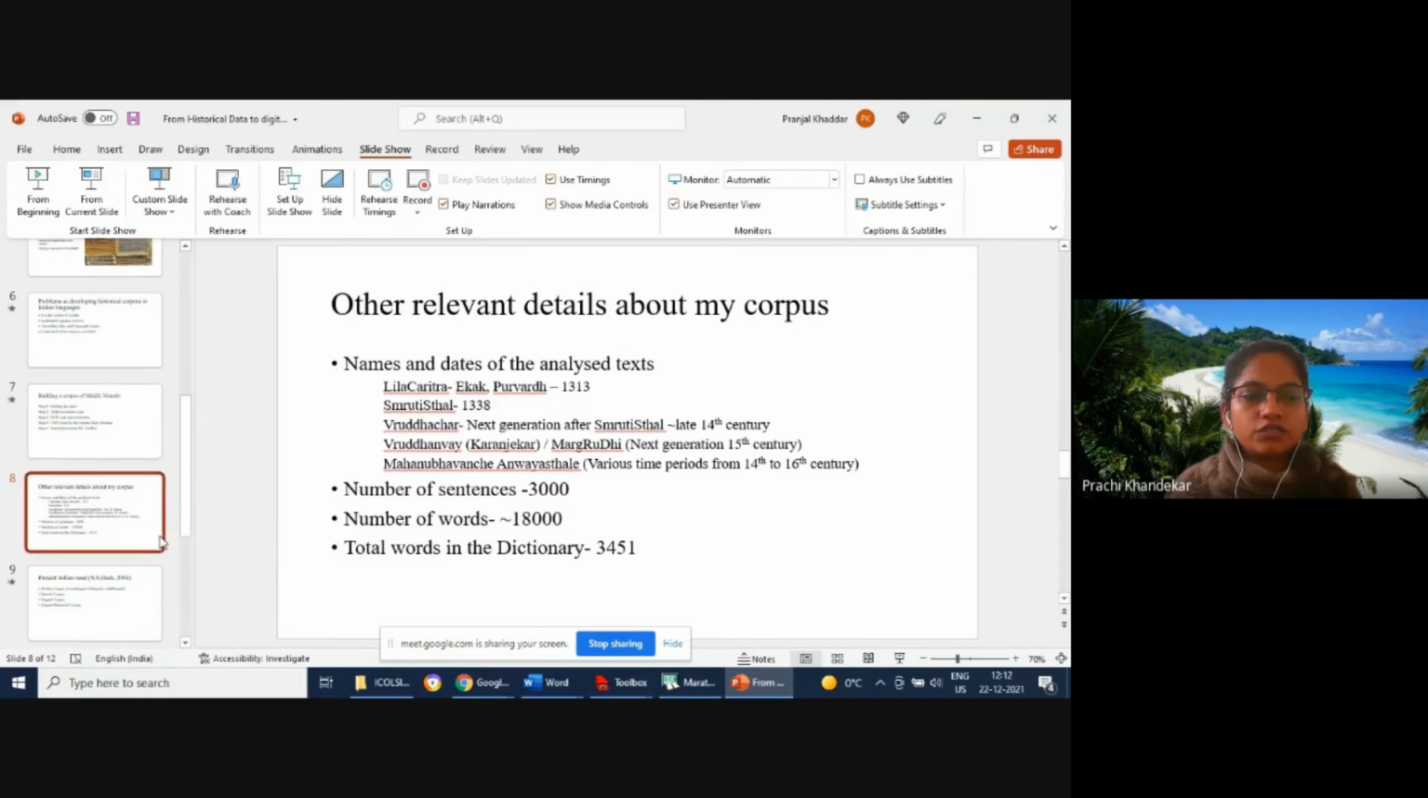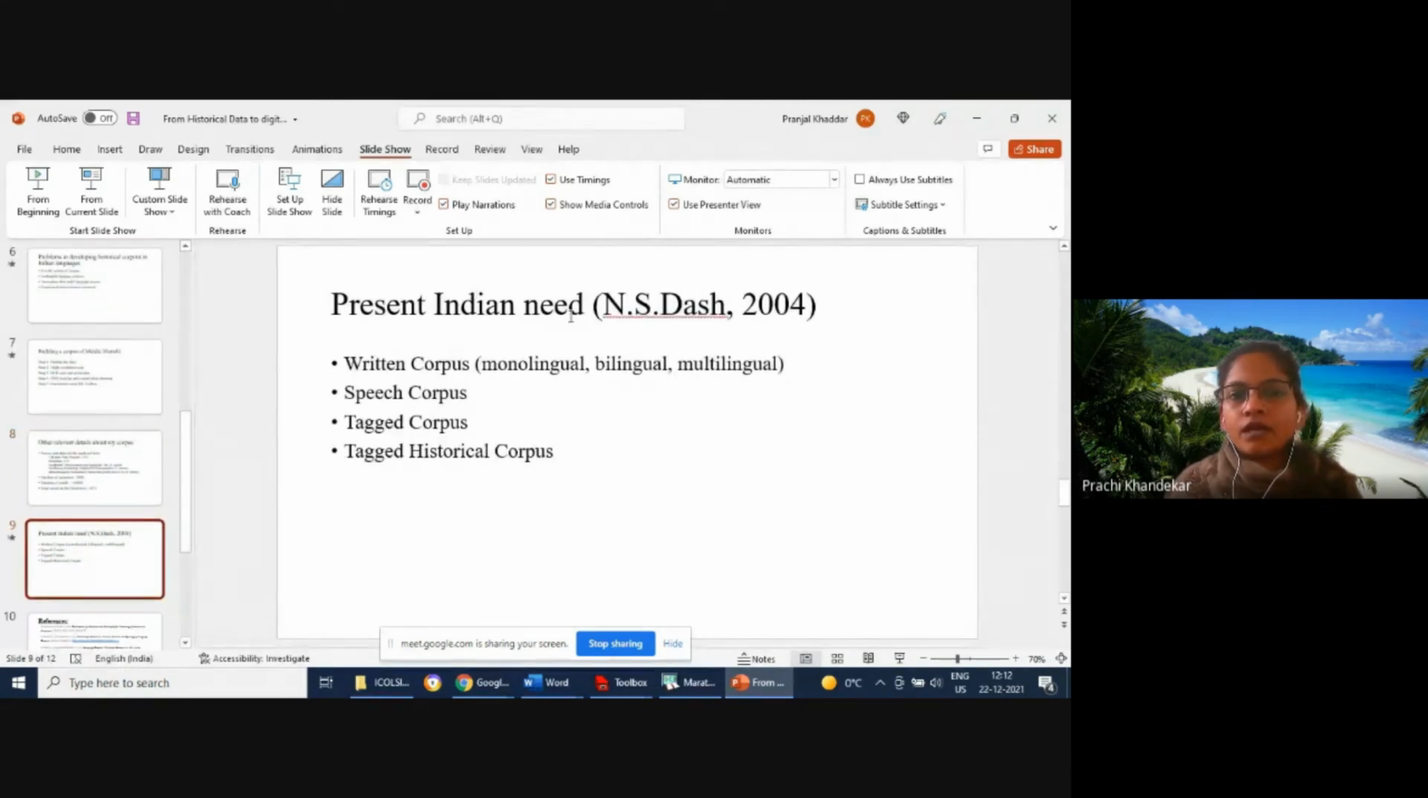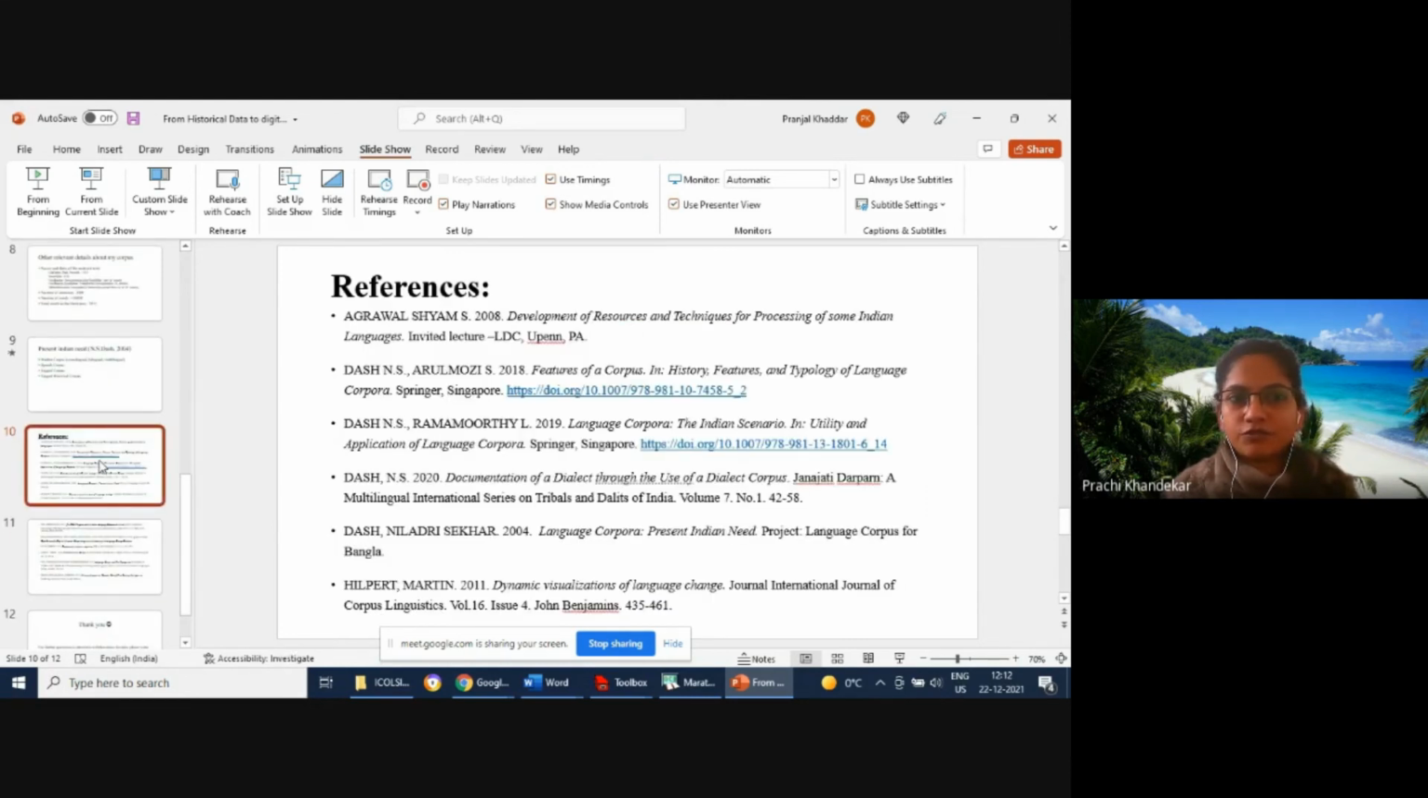And to finish, I would just say that Niladri Shekhar Das in his 2004 paper talks about the present Indian need, where he says that India needs written corpus and monolingual, bilingual, multilingual forms, speech corpus, typed corpus, and this is my edition, that it also needs tagged historical corpus in Indian languages so that Indian languages do not lose out on their immense research potentials.